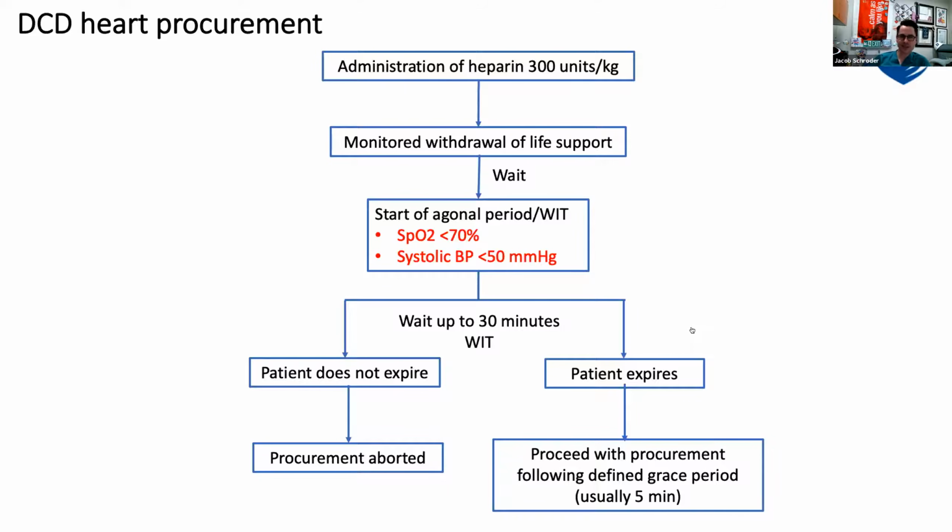And so I think that just points out that although we have this idea from some basic science research that warm ischemic time should be less than 30 minutes, we really don't know. And that there's a tremendous amount of research that will need to be done for us to better understand this process. Obviously, if the patient does not pass away in that time, then we abort. If not, we usually have a 5-minute grace period depending on the hospital and the OPO, and then we do the procurement.